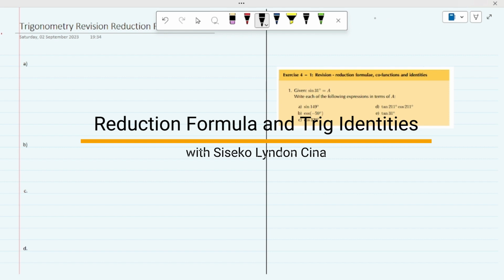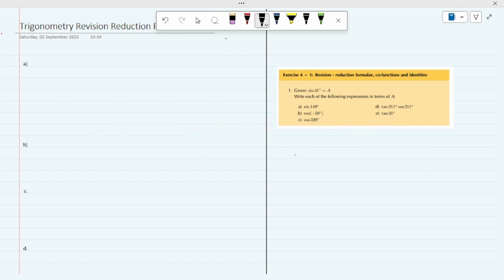Okay, let's do the first question. On the right hand side of your screen, we're given a question that says sine of 31 degrees is equal to a. Basically the first thing that you do in this type of question is to draw a right angle triangle. So this is my right angle triangle. It's not to scale, guys. I'm using freehand to draw the triangle.